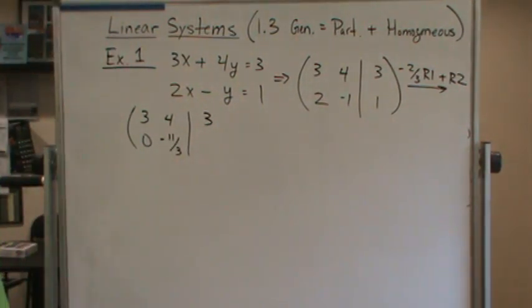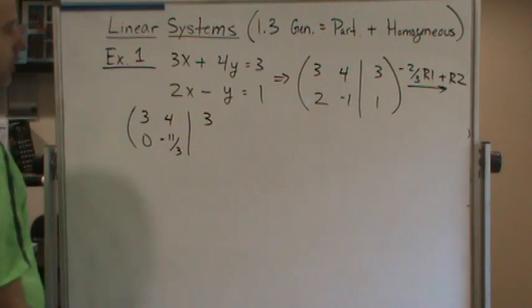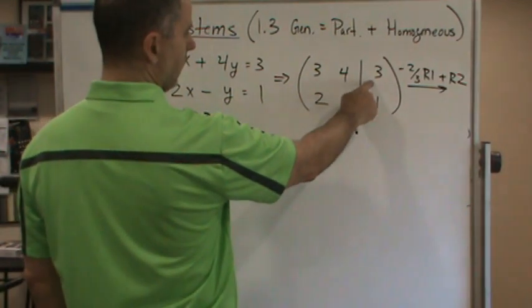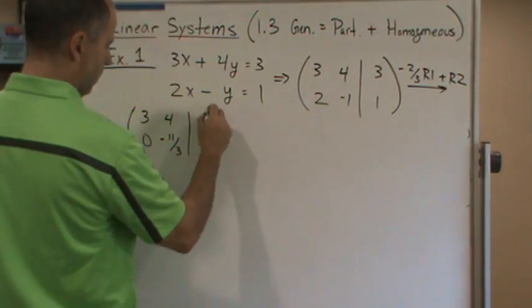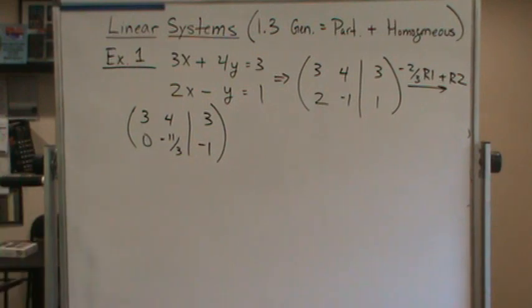So yeah, -2/3, so that'd be -8/3 minus 1, yes. And then of course, -2/3 here would be -2 plus 1, which is -1, right?